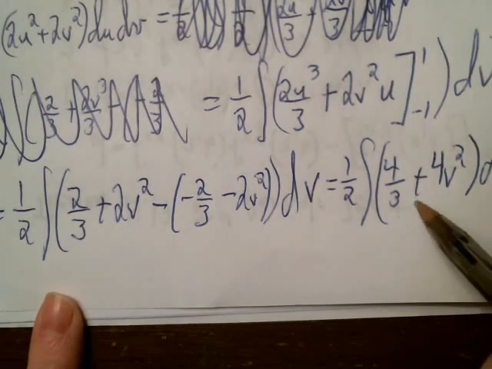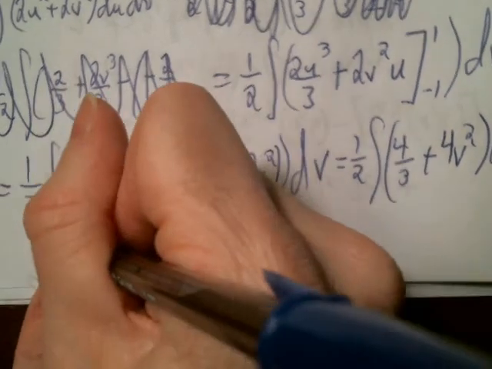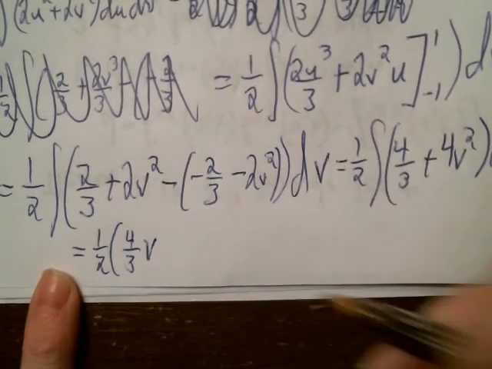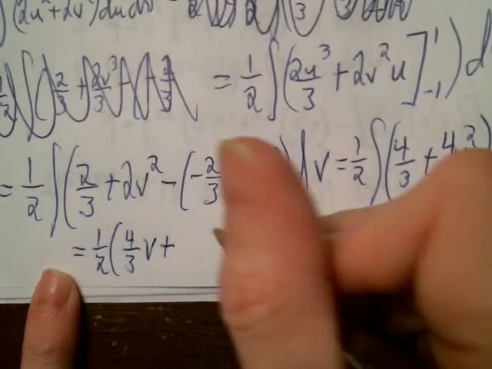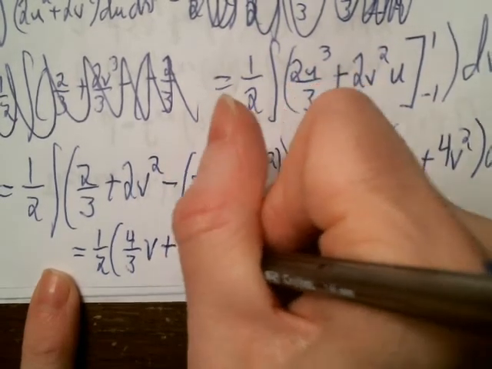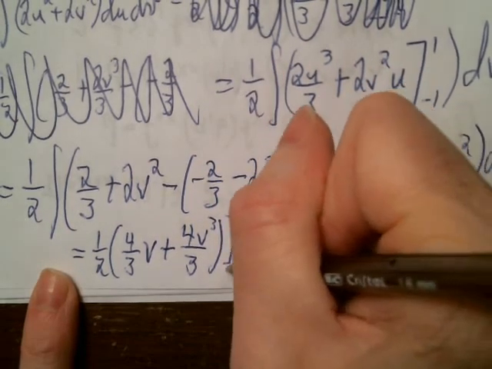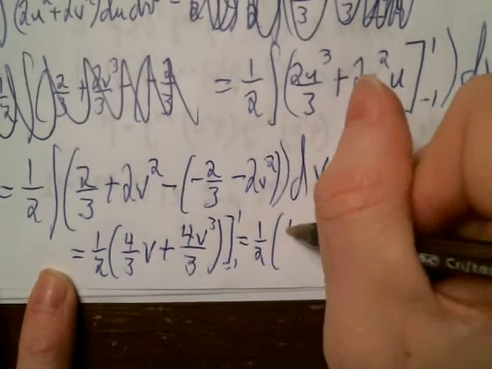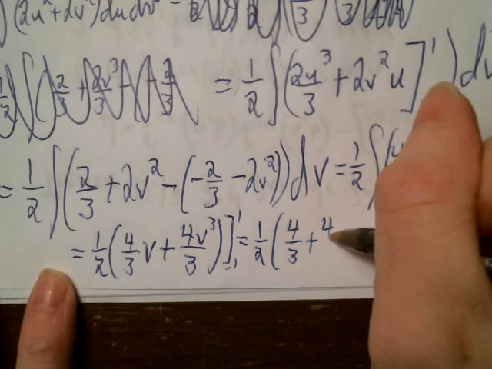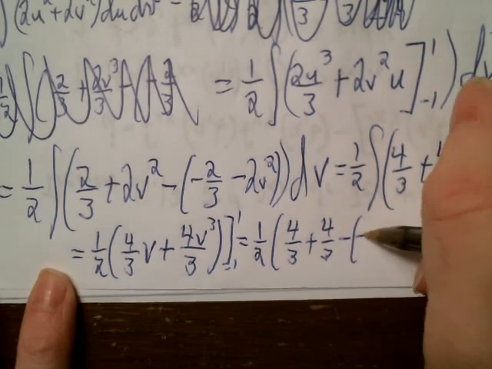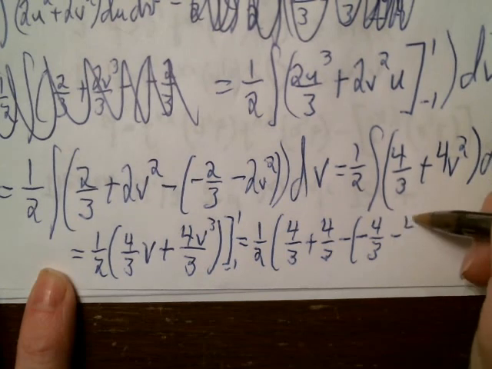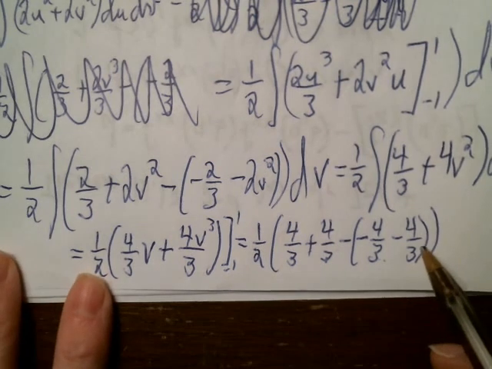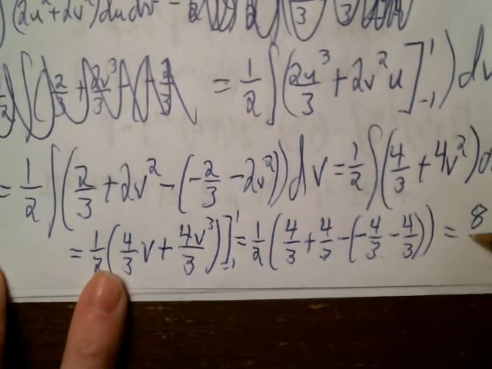And then I integrate these with respect to v, and I end up with 1/2 times 4/3 v plus 4v cubed over 3, and evaluate that from -1 to 1. Okay, plugging in 1, I get 1/2 times 4/3 plus 4/3, and then plugging in -1, minus -4/3 minus 4/3. Then there's 1, 2, 3, 4 fourths of 4/3, which is 16/3 times 1/2 is 8/3.